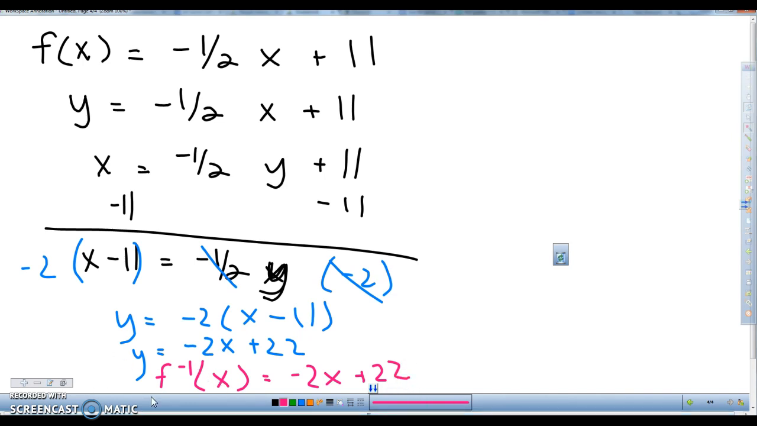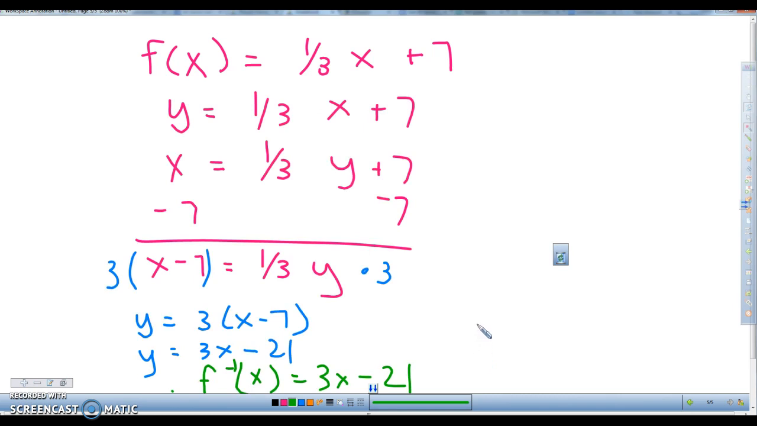Okay, so try this last example completely on your own. We'll start with f of x equal to 1/3 x plus 7. So go ahead and check your answer with mine, check your work, make sure you have all the right steps, and I will see you next time.